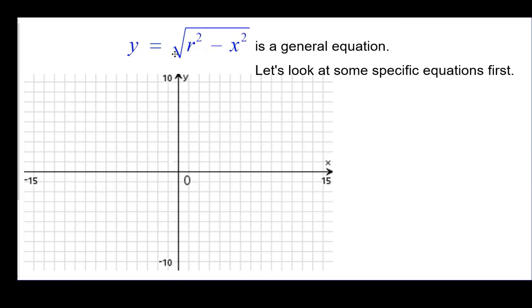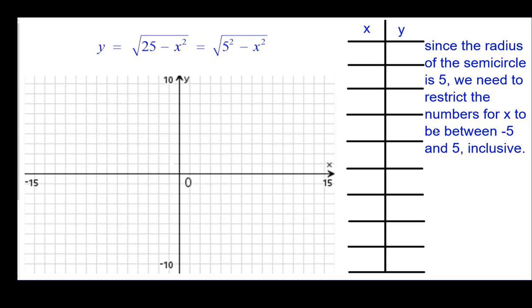So this is a general equation for any number r, so we're going to look at a specific value. We're going to start with r being equal to 5. And so we're going to look at the positive square root of the quantity 25 minus x squared. So since the radius is 5, we have to keep our numbers between 5 and negative 5 inclusive. And you may say why?